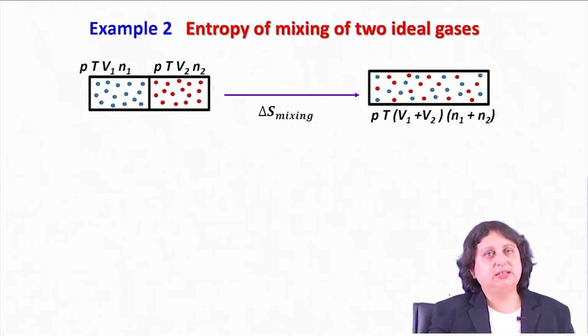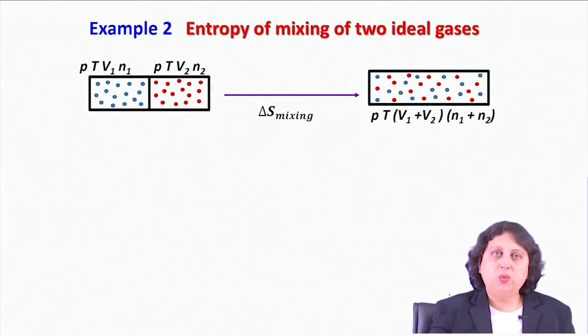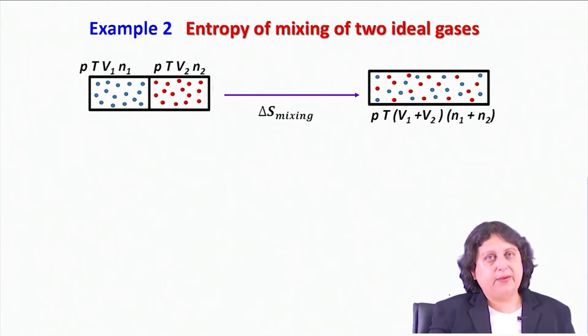So here the initial step is I have the blue gas at a pressure P, temperature T and V1 volume of it containing N1 molecules. I also have another ideal gas, the red gas, which occupies the volume V2 and it has N2 molecules under the same condition of pressure P and temperature T.